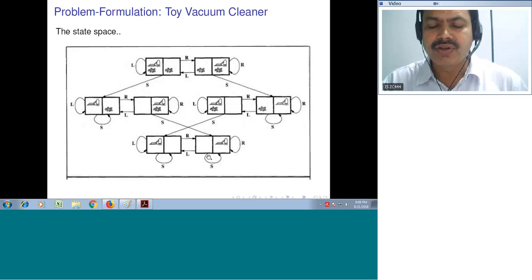And that is not an issue. But if your floor is clean, you can again clean that, but it is not going to have any effect. So if you do a suck, nothing is going to happen. Is it clear? Suck loop would be there because in every state you can perform these operations.